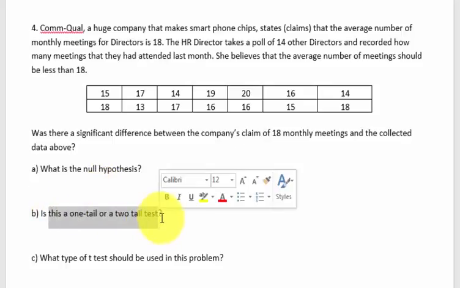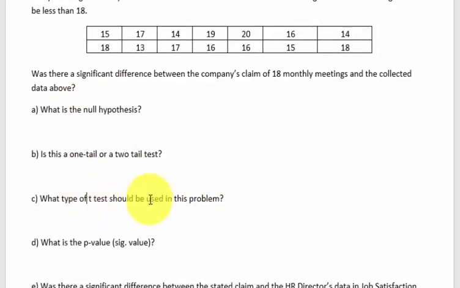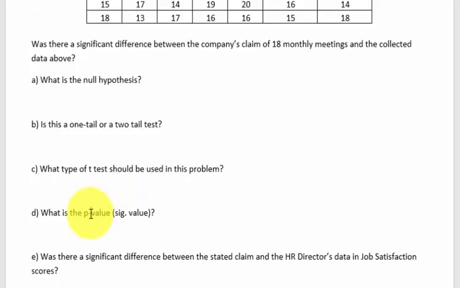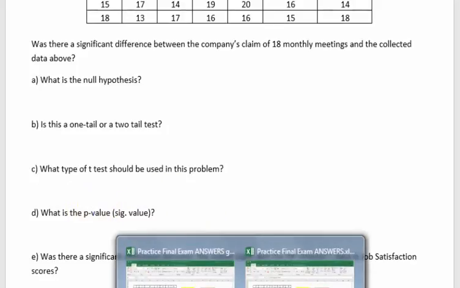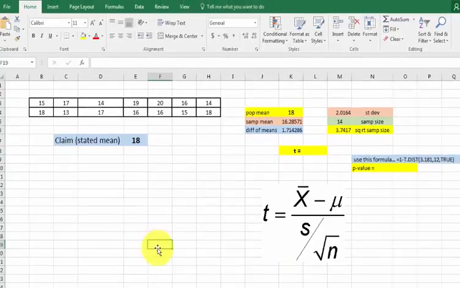One-tailed test or two-tailed test? She believes that the average number of meetings should be less than the stated mean. That makes it a one-tailed test. And I already said one sample t-test. What is the p-value? Okay, so let's switch over to the sheet of magic, the Excel.